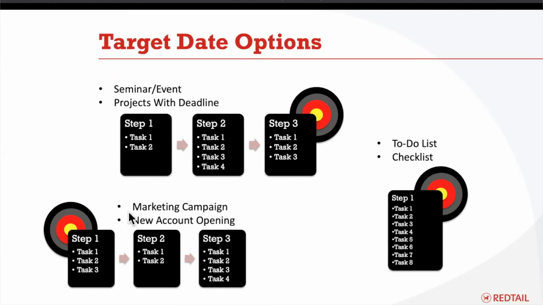Or if it's maybe something like our prospecting workflow, new account opening, your target date might be step number 1, the day you open it up. Step number 2 will happen 2 days after. Step number 3 will happen 5 days after. Or for instance, if it's just a general checklist, maybe the target date is the same day.